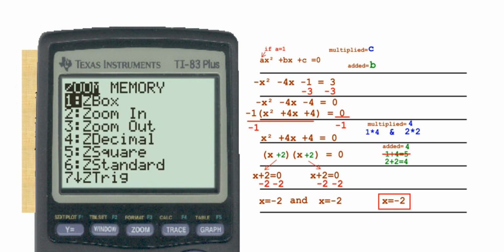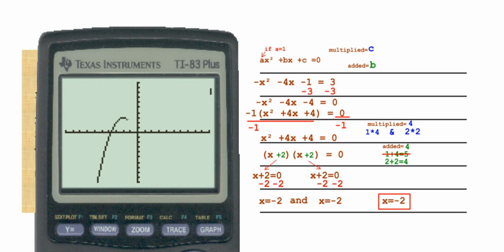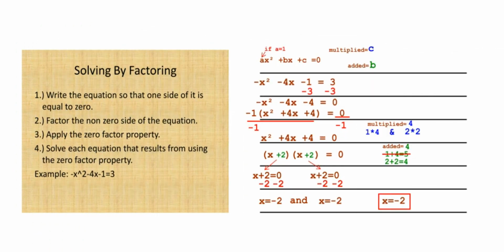I'll zoom out once again, and I'll do a zoom standard, option 6. Now we can see all of it once again. There it is. It intersects at a single location. So now that we verified with our calculator, we can see that our answer is correct.